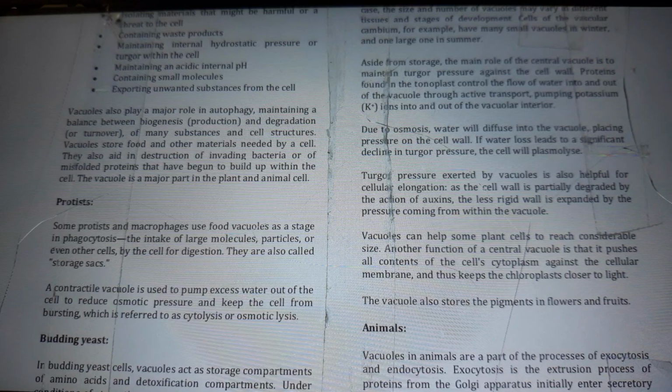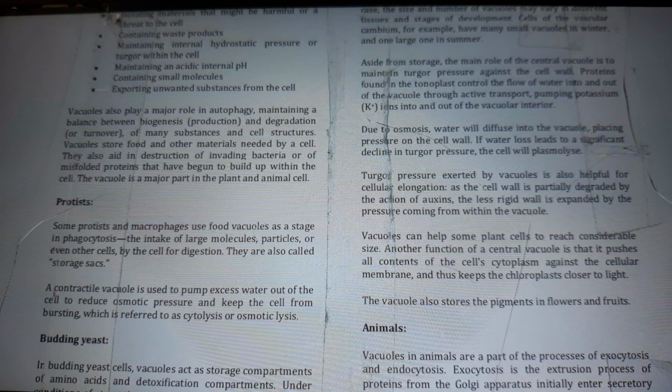Turgor pressure exerted by vacuoles is also helpful for cellular elongation. As the cell wall is partially degraded by the action of enzymes, the less rigid wall is expanded by the pressure coming from within the vacuoles. Vacuoles can help some plant cells to reach considerable size.